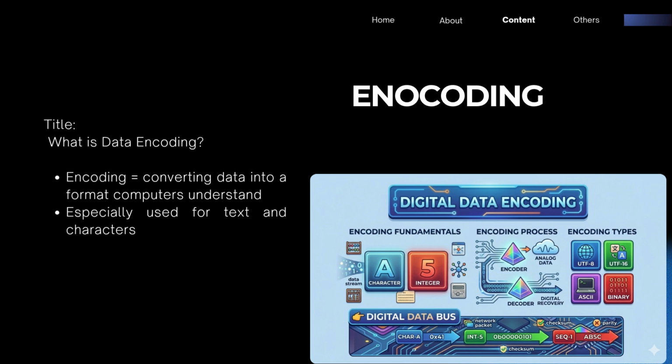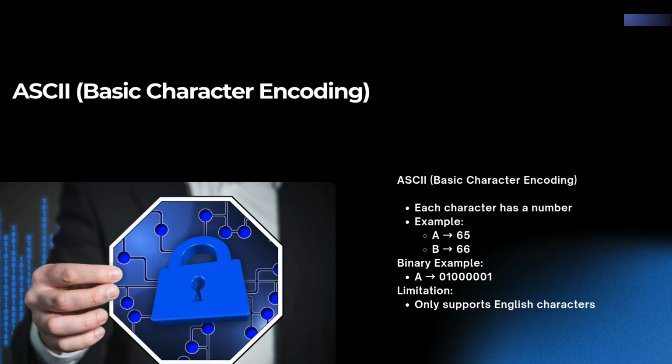Next, let's talk about something called data encoding. Encoding simply means converting data into a format a computer can understand. This is especially important for text, like letters, numbers, and symbols. One of the earliest ways to represent text is called ASCII.